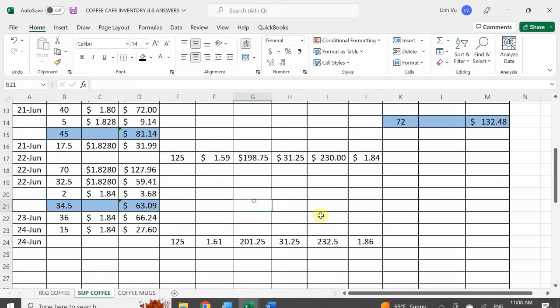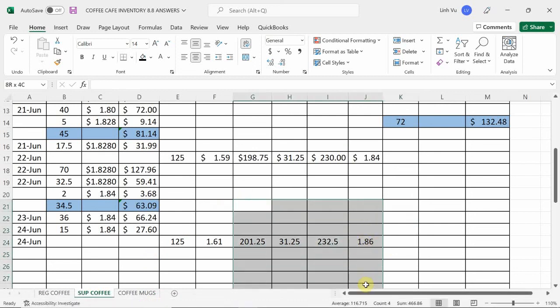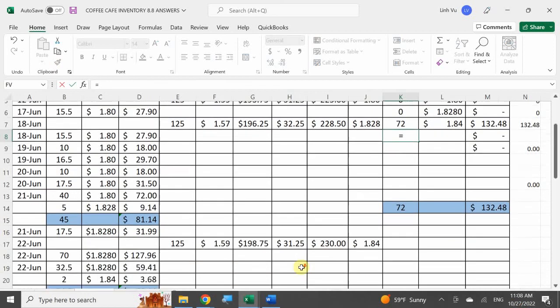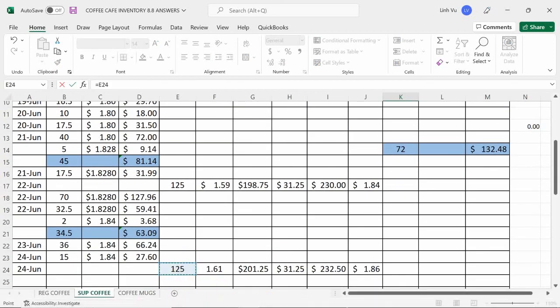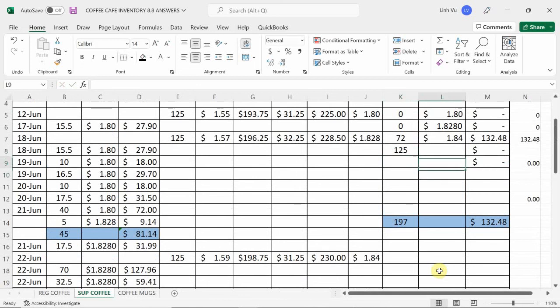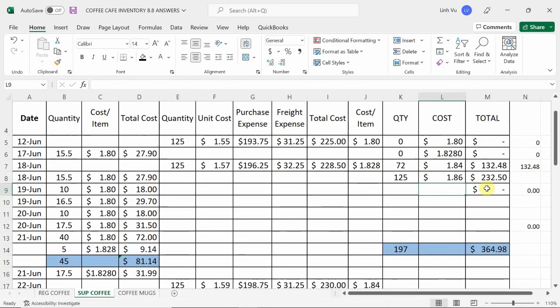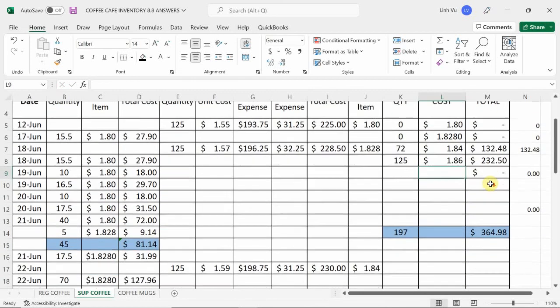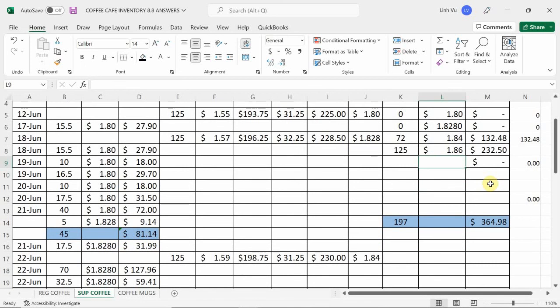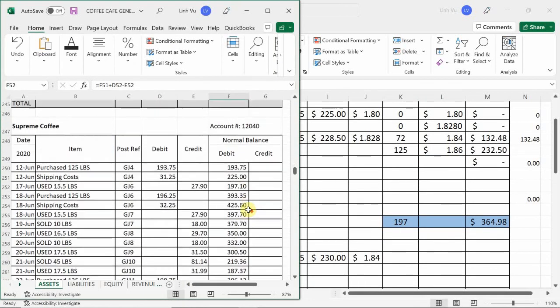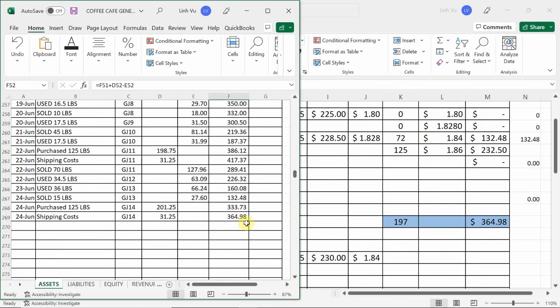$1.86. So I'm going to go ahead and transfer this balance over into my inventory worksheet. So we have another 125 pounds here at $1.86, which is going to give me $332.50. So therefore, in grand total, you are at $364.98. Does that match? $364.98. Yes, it does.